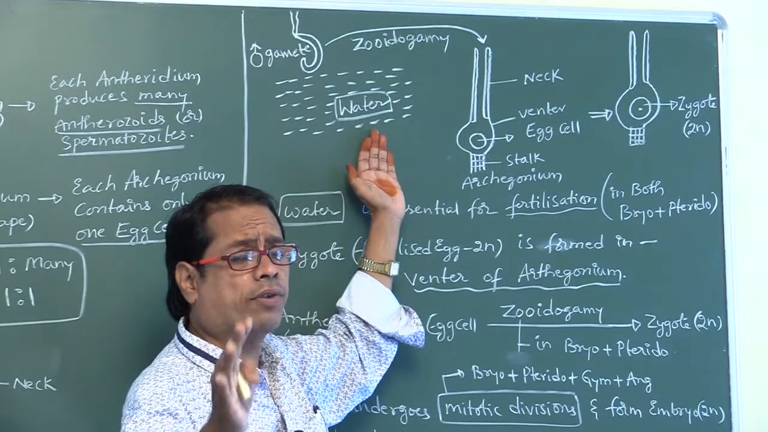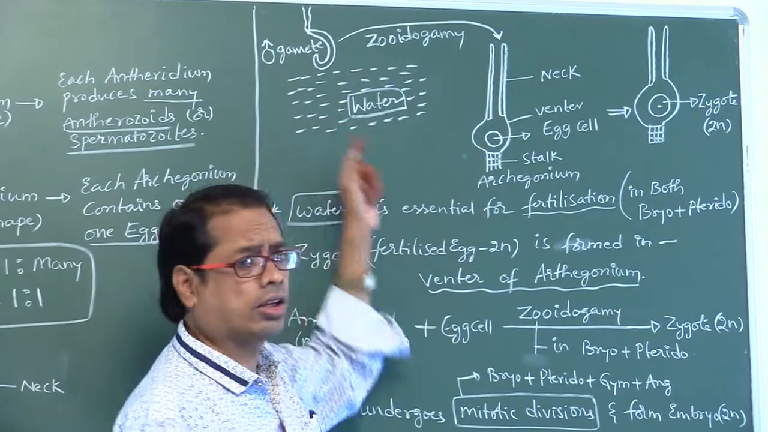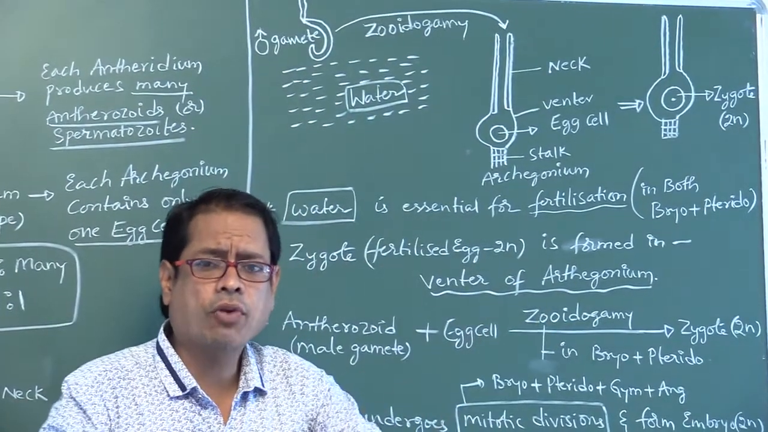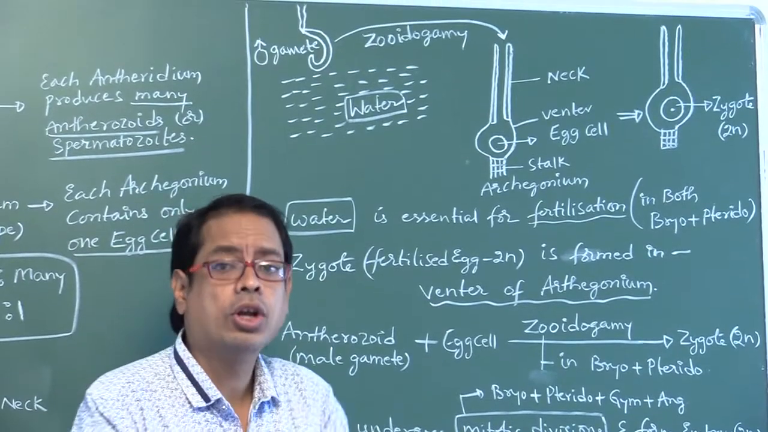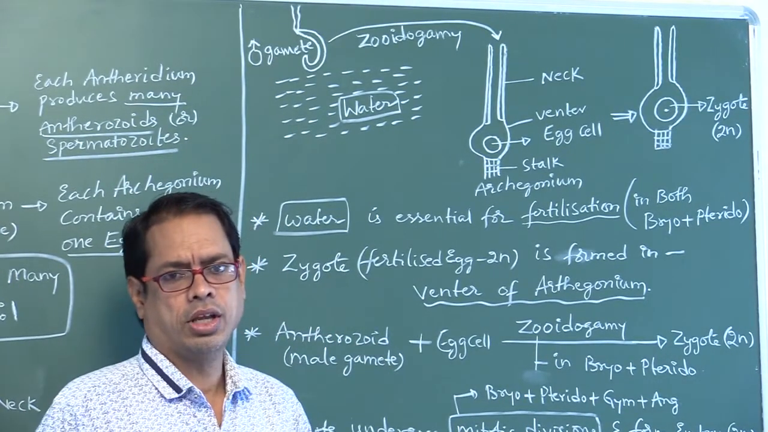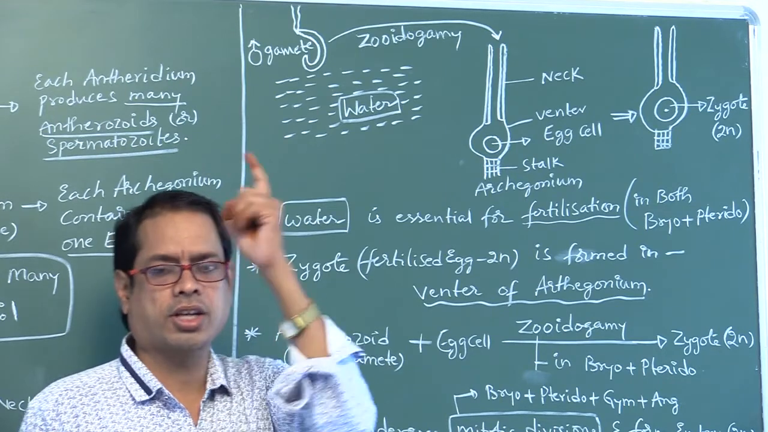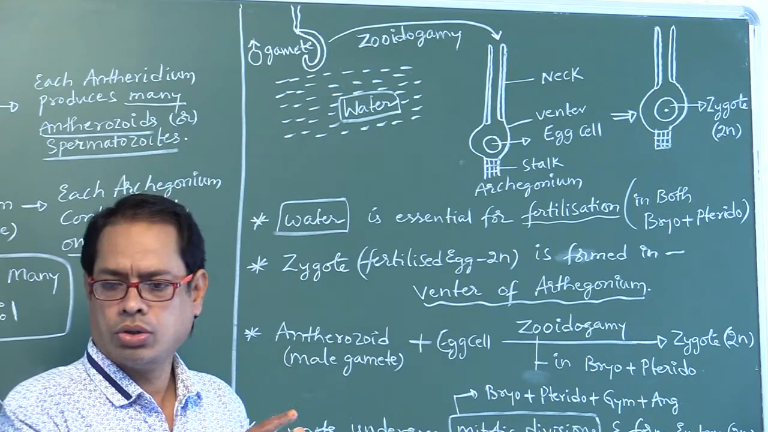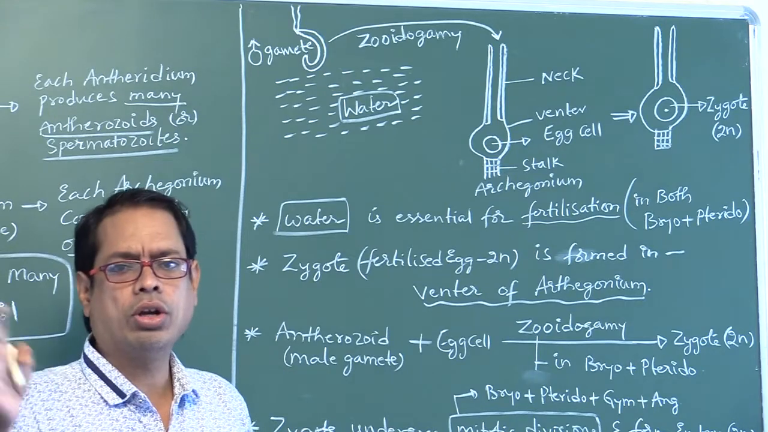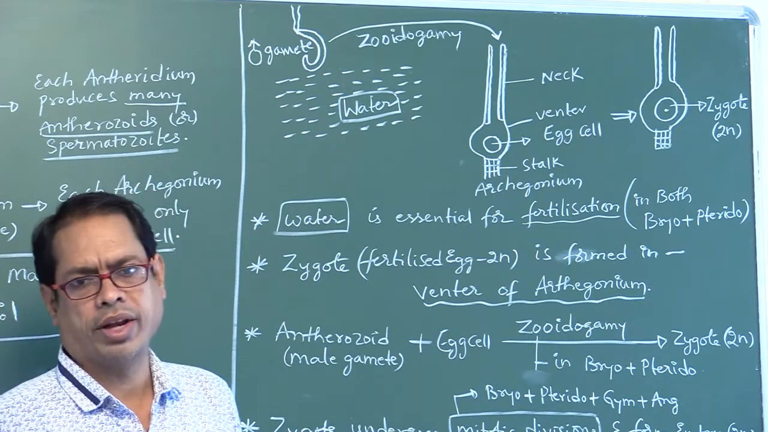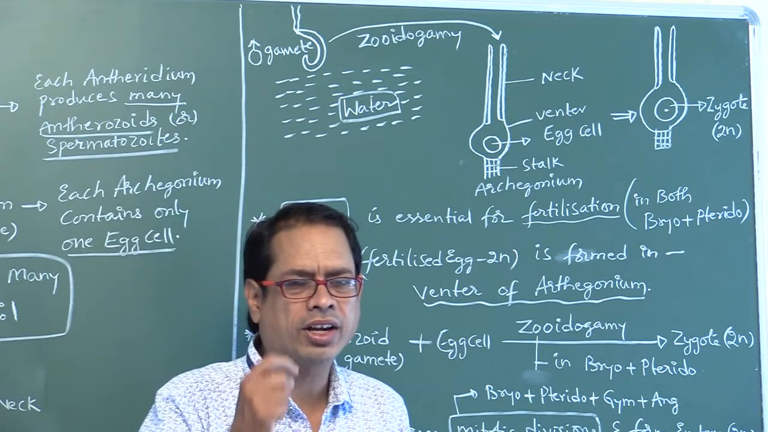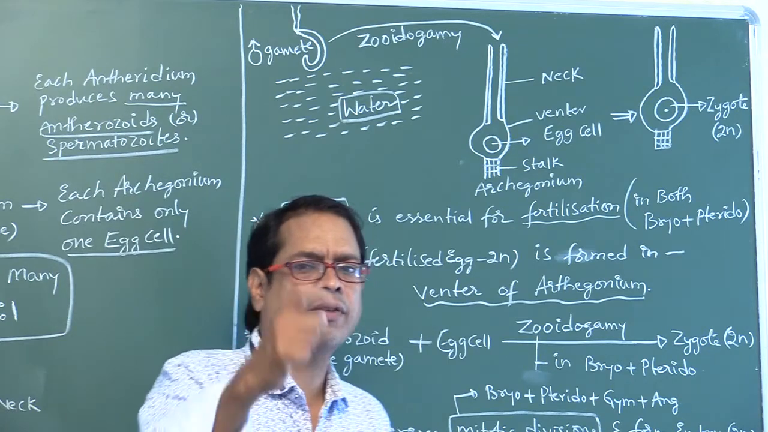Which one is required for fertilization? Water. If water is not available, what happens? No fertilization. So water is compulsorily needed for fertilization. If there is no water, there is no fertilization, no zygote, and no sporophyte development.